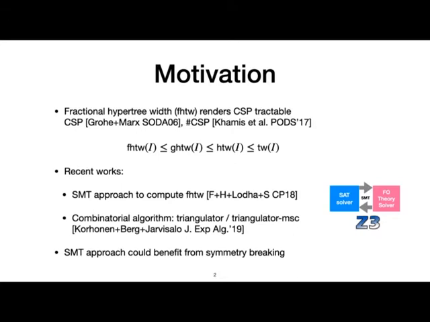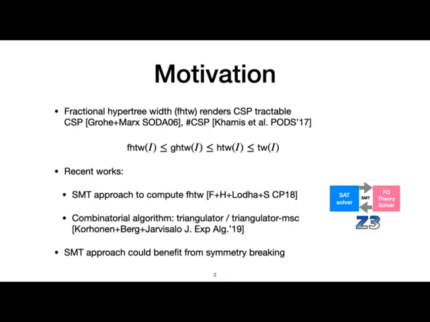Recent works have considered the computation of the measure. One approach formulates an SMT encoding, satisfiability modulo theories, that determines the width and provides a practical implementation called FRASMT. Another approach implements a combinatorial algorithm into a solver called Triangulator, and a latest version called Triangulator MSC. The solver is quite successful on many hypergraphs and solves most of the instances quite fast. The success of Triangulator drove us to the question whether one can improve the SMT approach further.